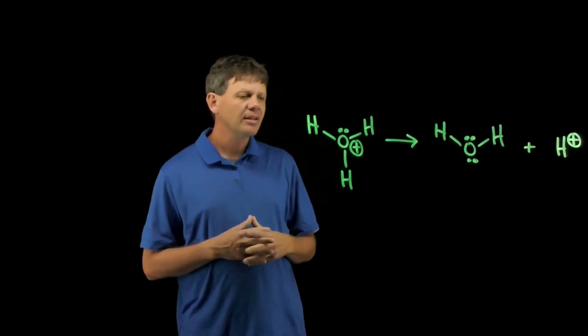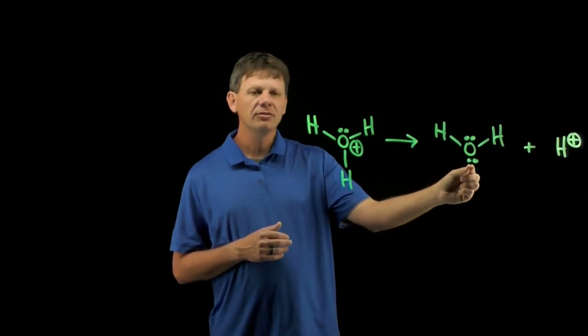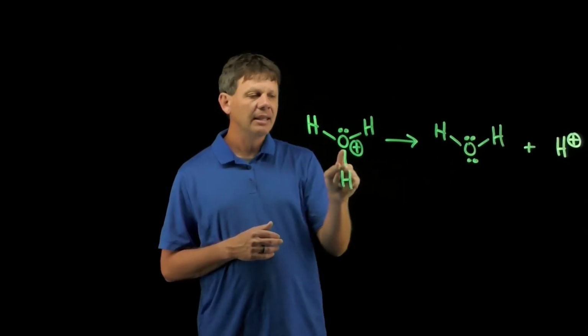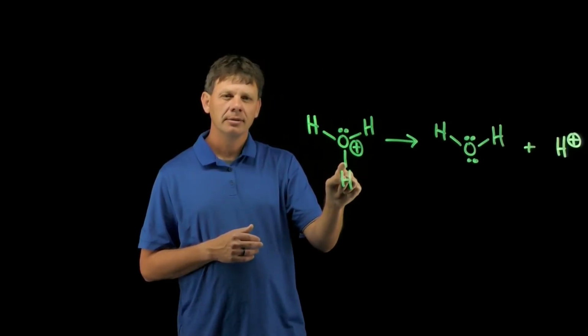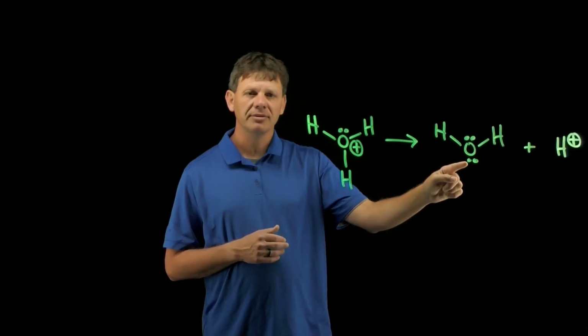Well, we can make sense of this by recognizing that this pair of electrons that are in the OH bond are now these two electrons that are on the neutral oxygen atom. In this case, oxygen is sharing 2 electrons. Here, oxygen gets both electrons to itself.